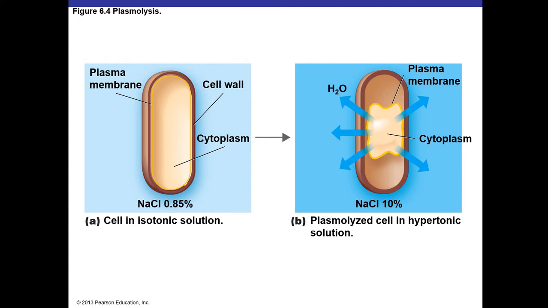Here you see just a reminder of what it means for a cell to be plasmolyzed. As the cell in figure B is placed in 10% sodium chloride, you can quickly see that water is going to be drawn out of the cell, and the plasma membrane is going to shrink away from the cell wall, and that is referred to as plasmolysis.